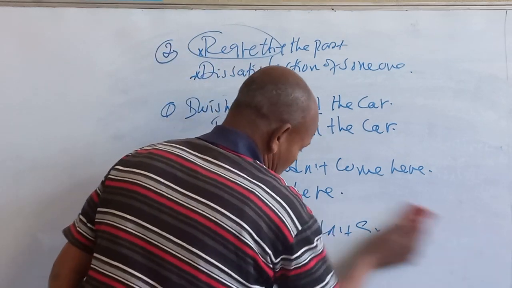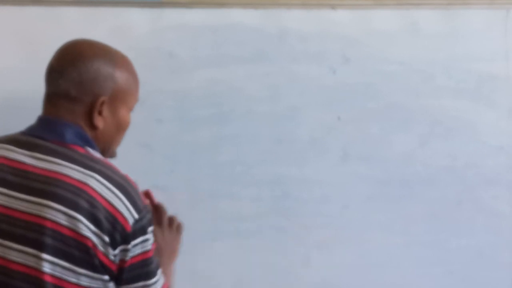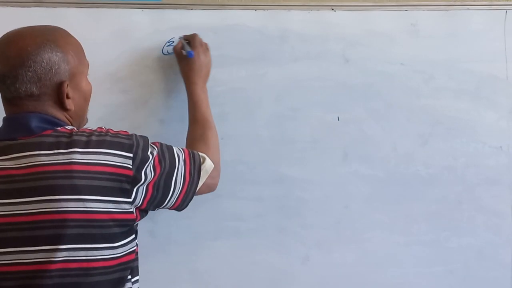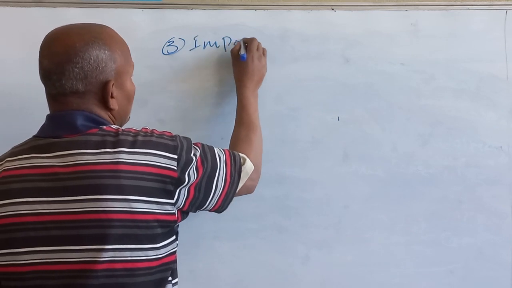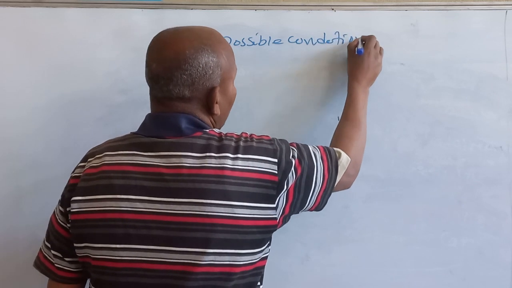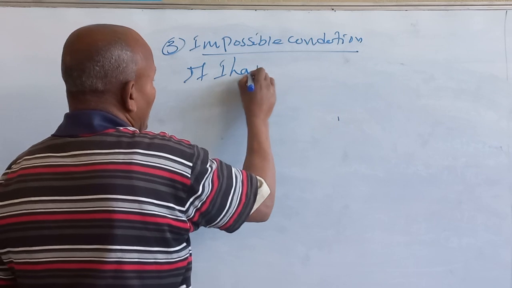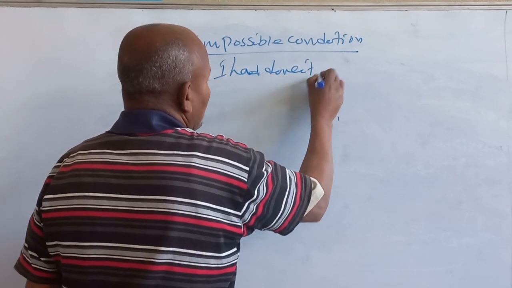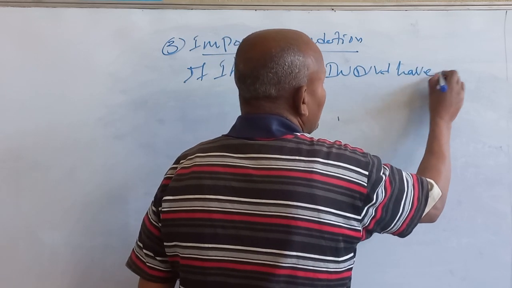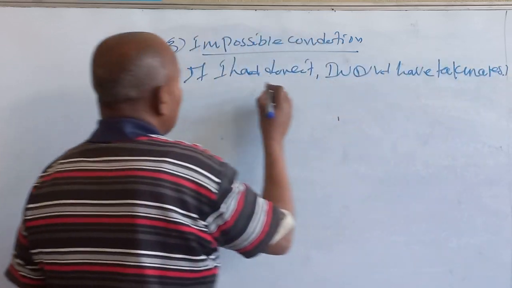The third one is conditional type 3, or impossible condition. We use it in impossible conditions, for example: if I had done it, I would have taken a rest.